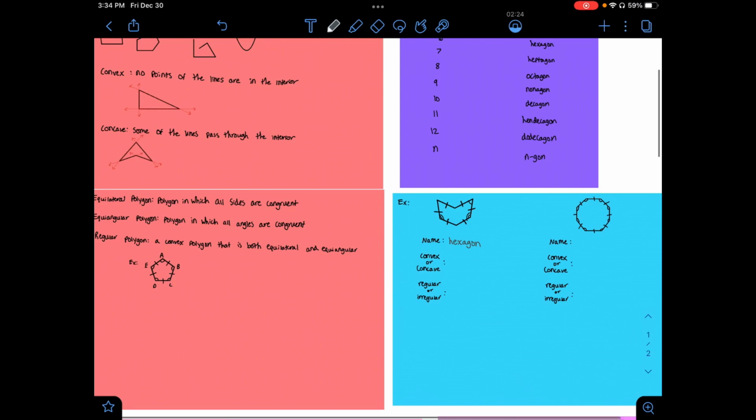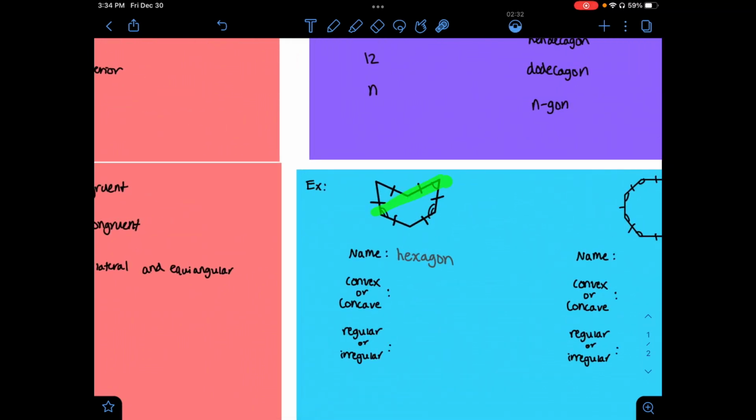And then we determine if it's convex or concave. So remember, convex means it doesn't go into the interior. Concave means it does. So if we draw a line here, it looks like it goes into the interior. So this one is concave. And then is it regular or irregular? So remember, regular means all the sides are congruent and all the angles are congruent. So here, all the sides are congruent, but the angles aren't. So this one is irregular.